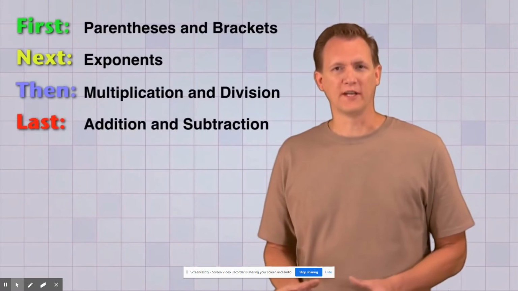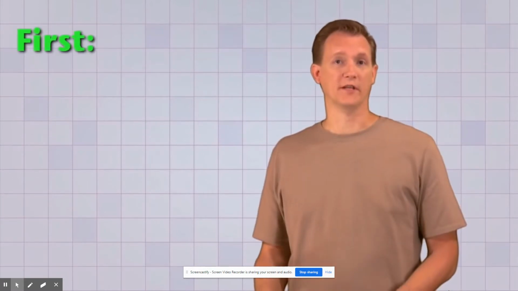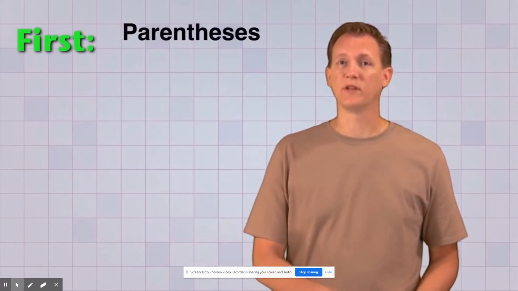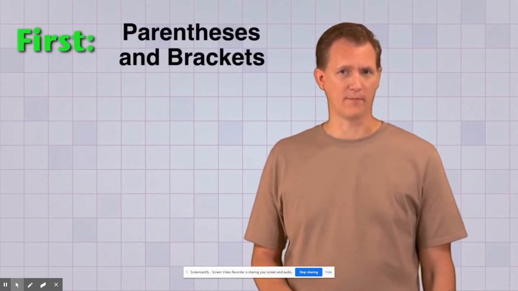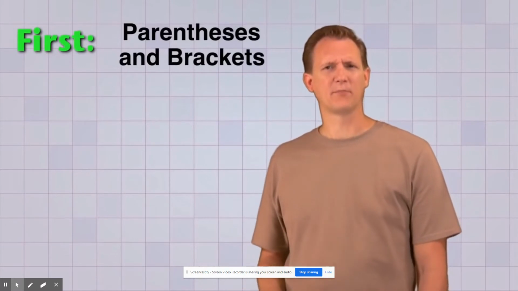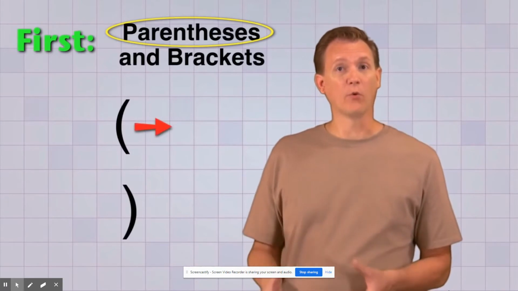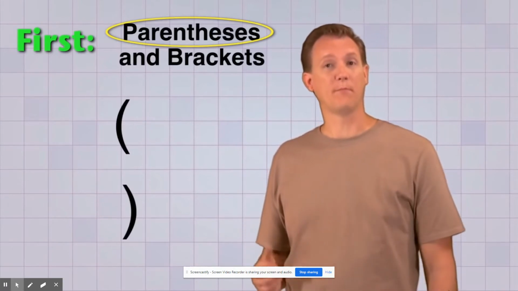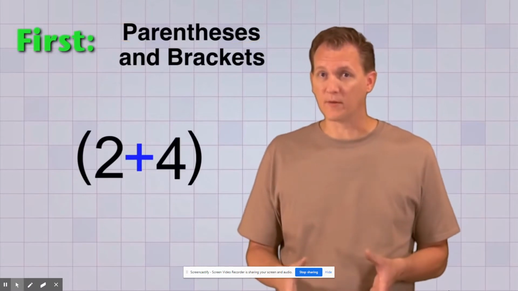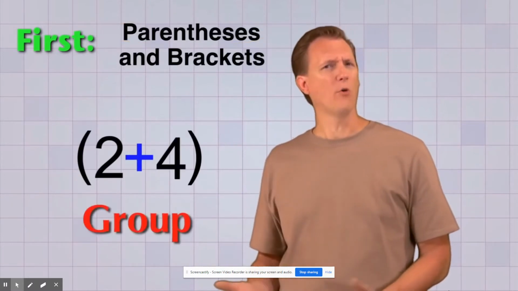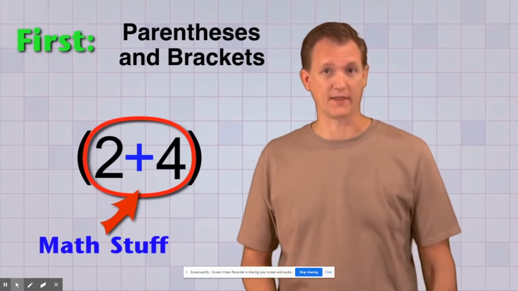Let's take a closer look at each of these rules and see some examples where they help us. First on the list was do operations in parentheses and brackets. Now, in case you haven't seen parentheses or brackets used in math before, let me briefly explain how they work. Parentheses are just these symbols that curve forwards and backwards, and they're used in pairs like this. And when we put numbers and operators in between them, it forms a group. It's almost like the parentheses form a package to hold whatever math stuff we put inside them.